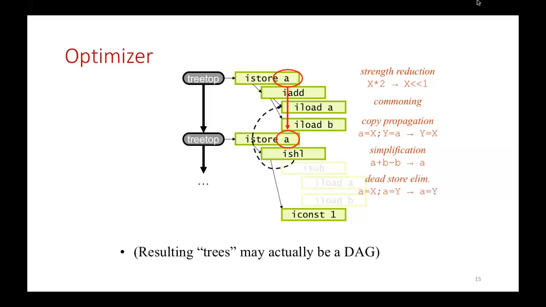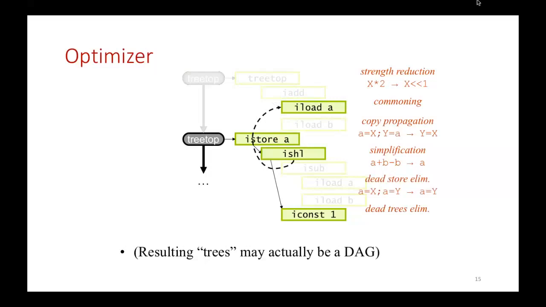The next thing that it can look at is, okay, I've got a store to some variable followed by another store to that variable. It's a local, so I know that the second store is really going to subsume the first one, so I don't really need to do the store at all in the first case, because the second one's just going to overwrite it. So I simply replace that with a treetop. And then we have another phase called dead trees elimination that can go ahead and remove dead treetops.